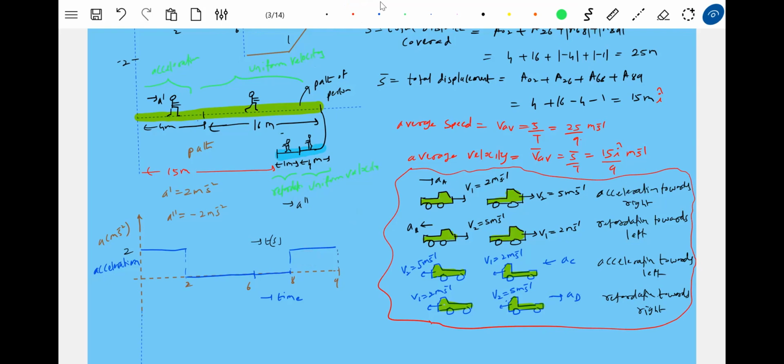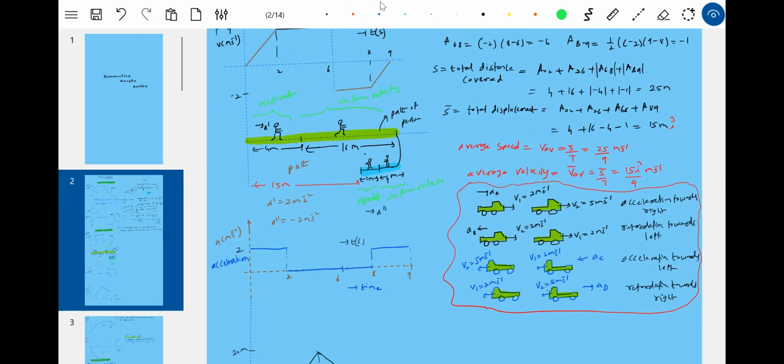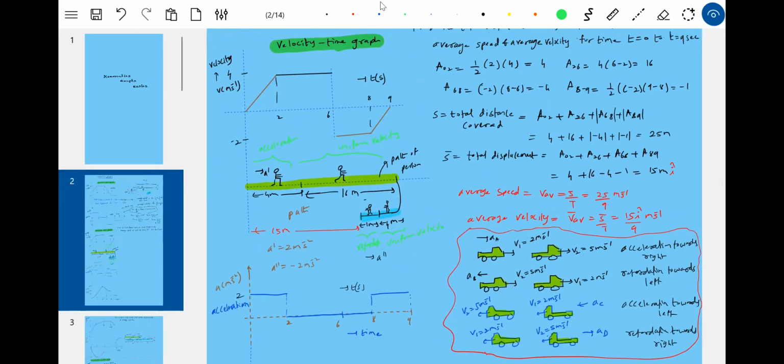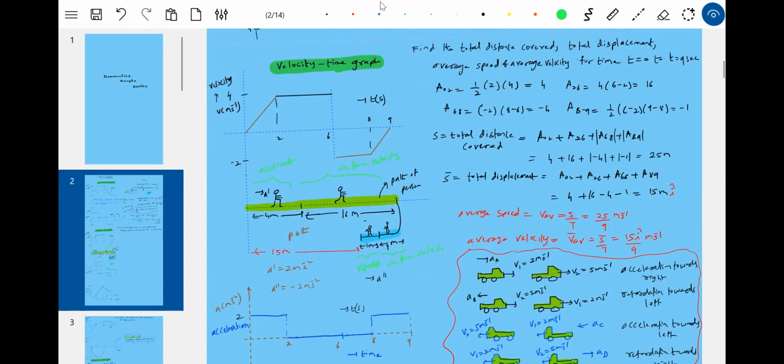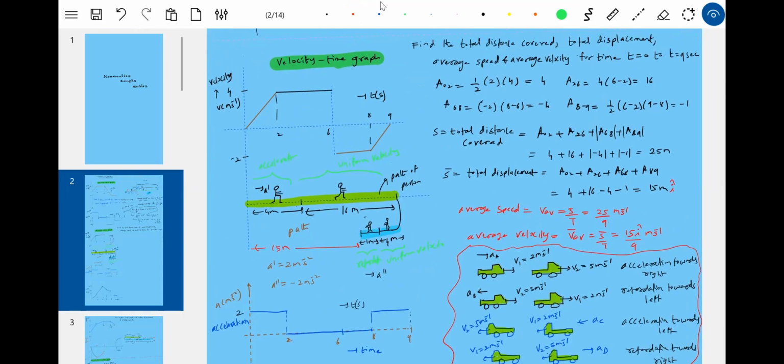So from the VT graph, what all can we do here? We can find out the speed, distance covered, displacement, average speed, average velocity, even the acceleration or the retardation. The area under the curve will give distance covered and displacement, and from that average speed and average velocity. Then the slopes will give the acceleration or retardation. So this much information is available in the velocity versus time graph. What we have plotted is the velocity versus time graph, and corresponding to that, the acceleration versus time graph.